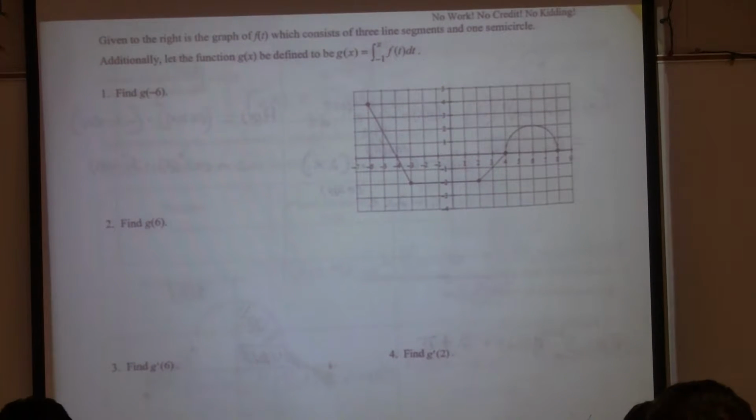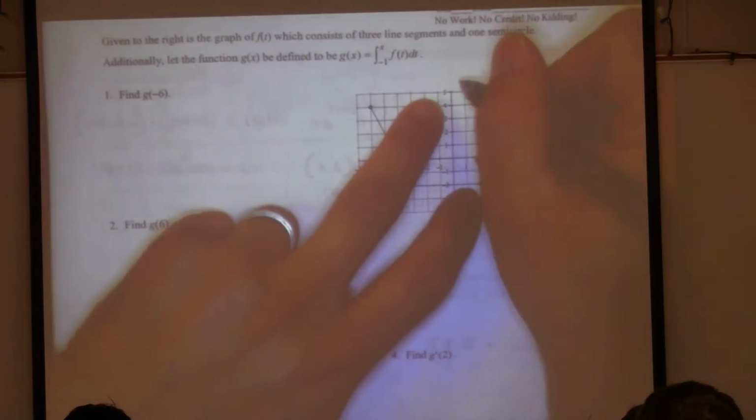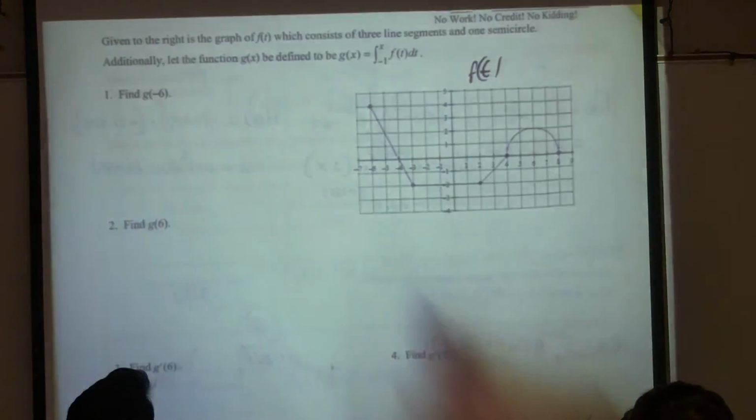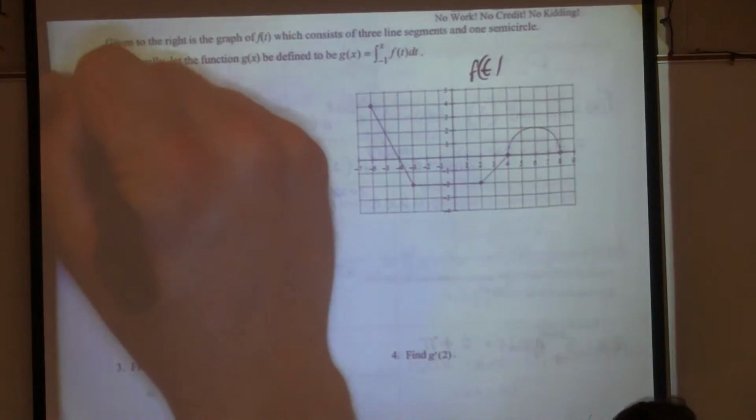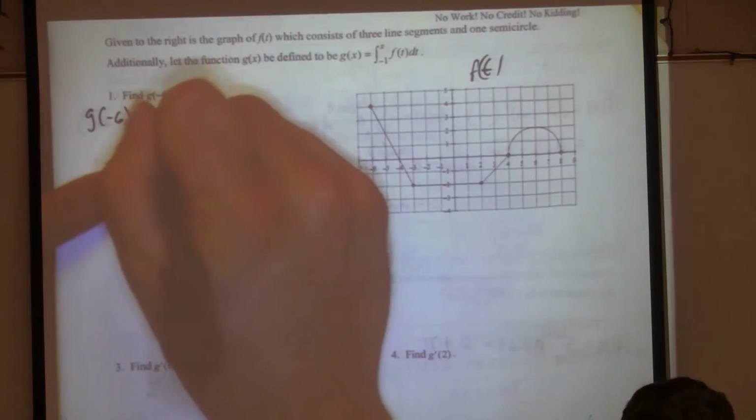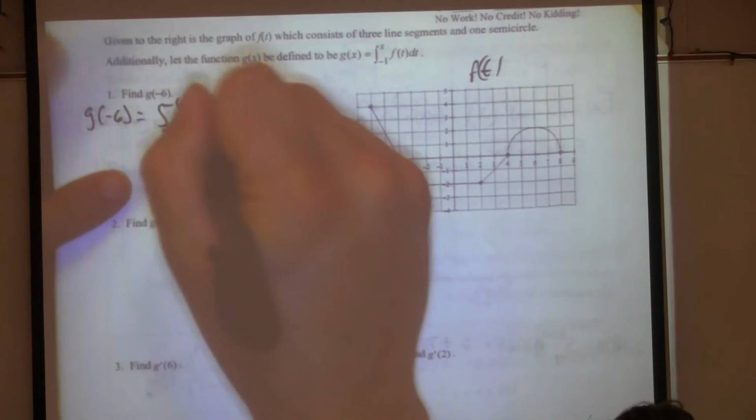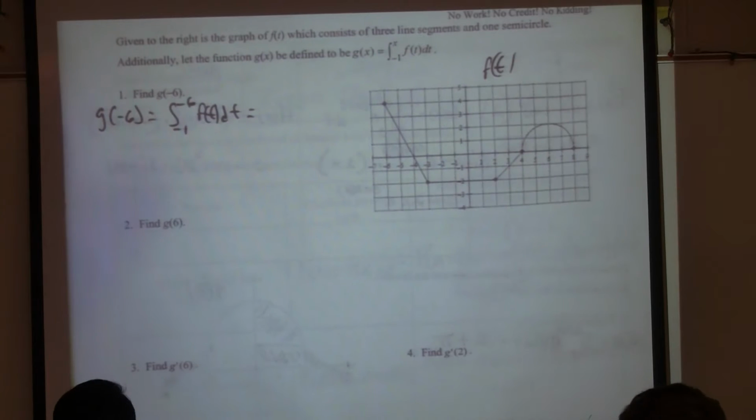Alright, so what is this the graph of? F of t. Is that what we're integrating? Yes. Alright, they're calling it g of x, so we can use this graph to figure that out. We want g of -6, so substitute it for x in the problem. So we're going from -1 to -6 of f of t dt. What's the problem there?